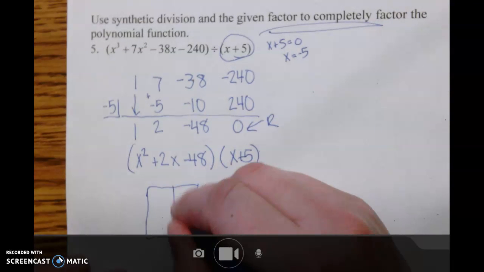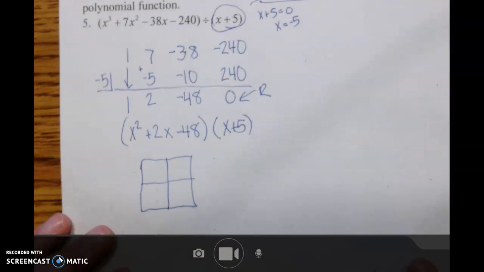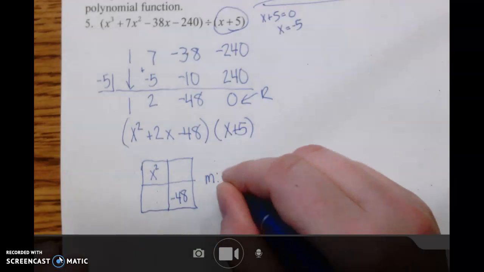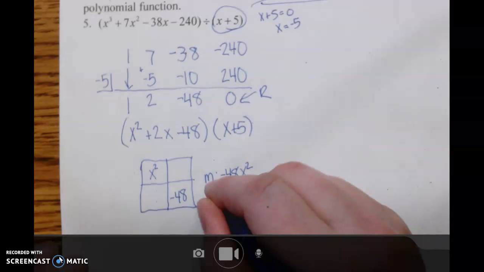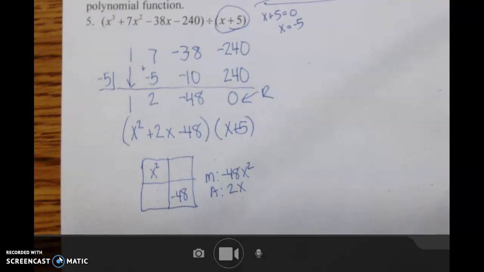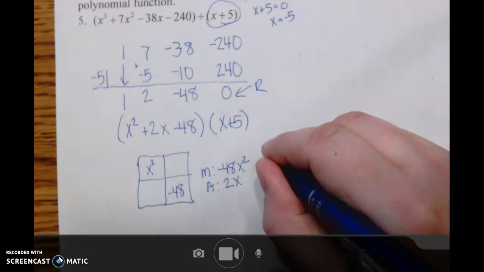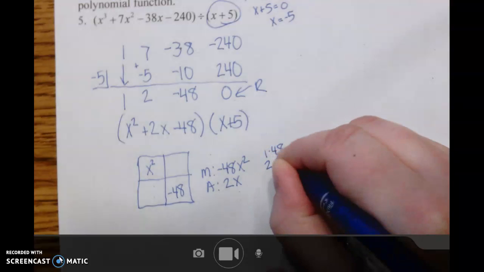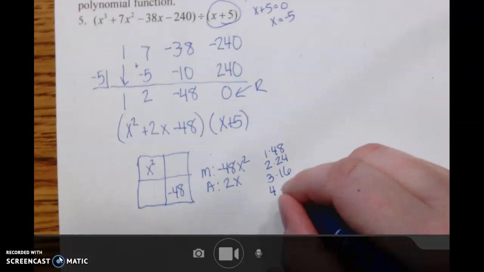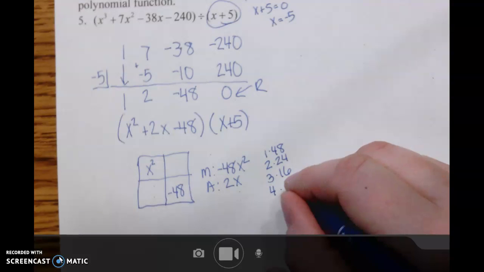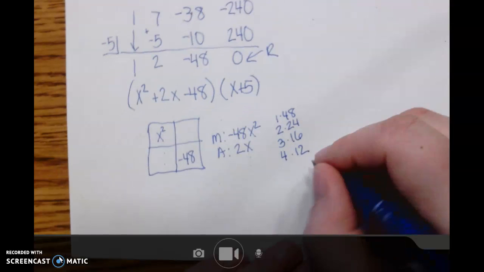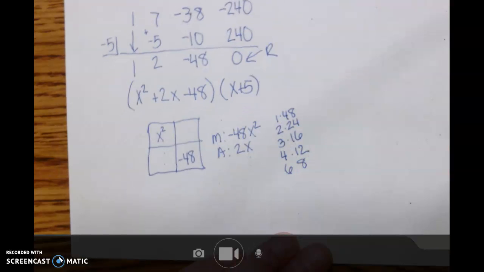And so we're back to our box model of factoring the quadratic. We put our first term in the first box, our last term in the last box. We're looking for factors that multiply to be negative 48x squared, that add to be 2x. And so I want to think to myself, what multiplies to be negative 48 and adds to be 2? And if you need to make a list off to the side, you can. 1 and 48, 2 and 24, 3 and 16, 4 and 12, 6 and 8. So there's our list.